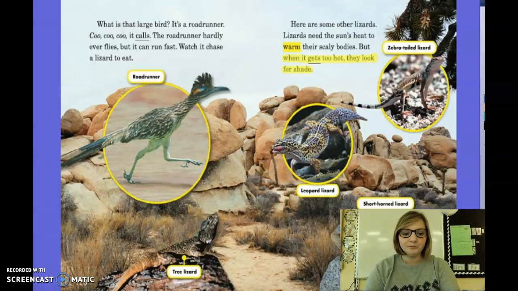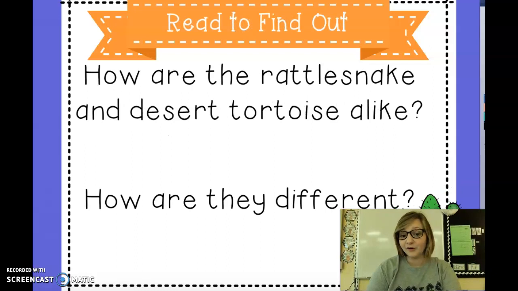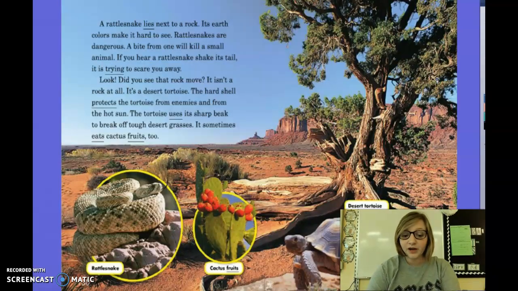All right. We're going to go ahead and look at our next goal. We're comparing here, we're finding out how the rattlesnake and the desert tortoise are alike. Did you think rattlesnakes and turtles could be the same? We're also going to tell how they're different. So let's read on the next page to find out. So we're going to go ahead and turn the page to page 130. All right, let's look at this page together.